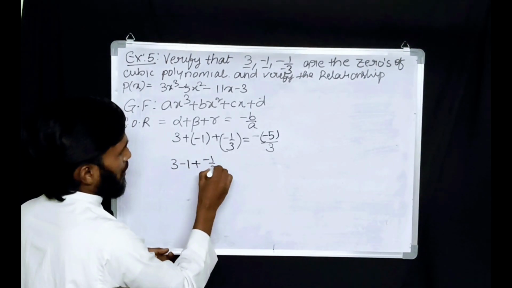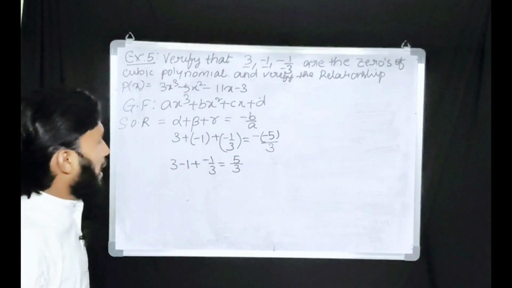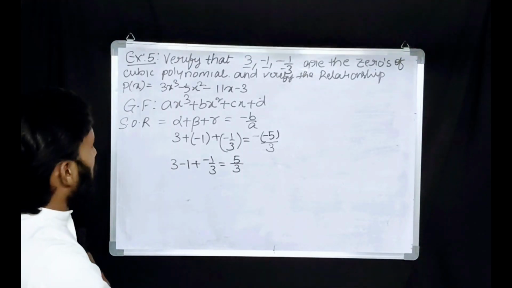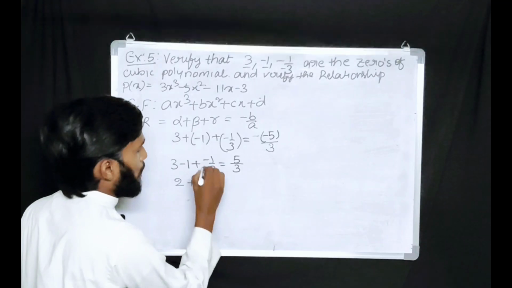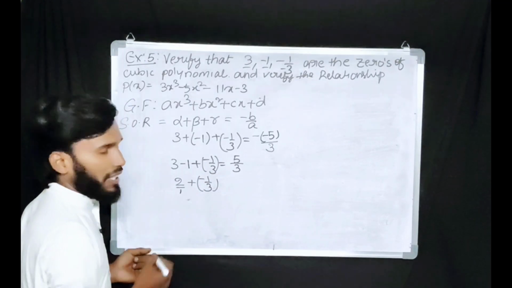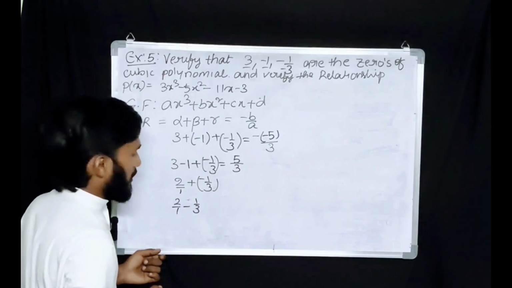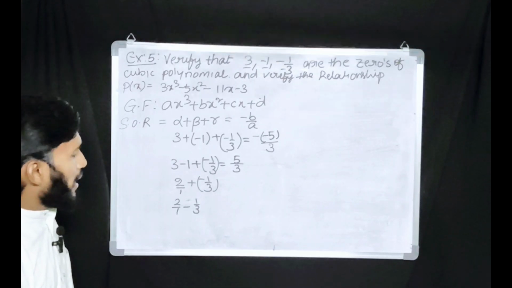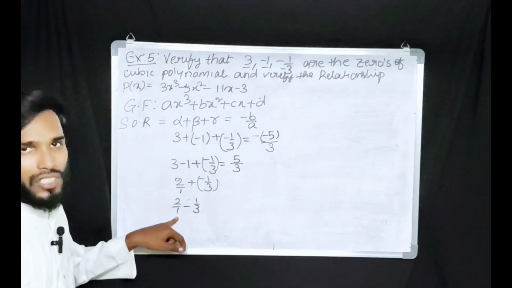So see here, 3 minus 1 plus minus 1 by 3 is equal to minus into minus plus 5 by 3. Here 3 minus 1 is possible. 3 minus 1 is 2, plus minus 1 by 3. Here the denominator is 1, so 2 by 1 minus 1 by 3. So here we have to simplify this. We have to take the LCM. So the LCM is 3. In the 3 table, 1 how many times? 3 times.